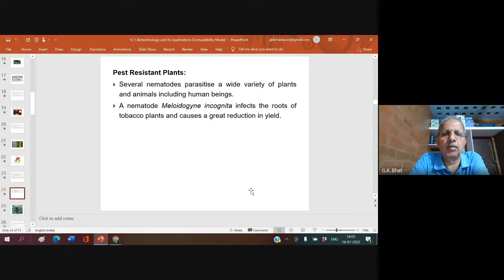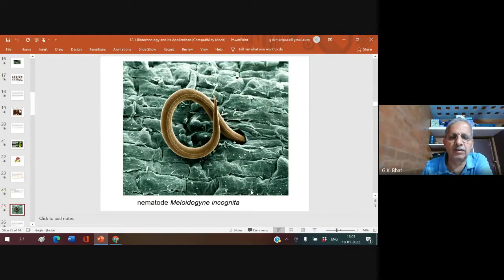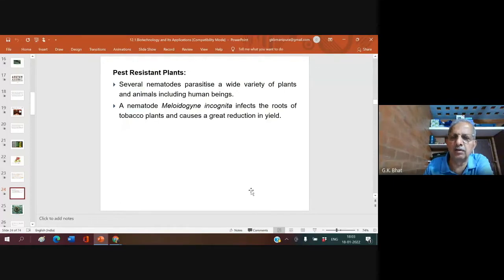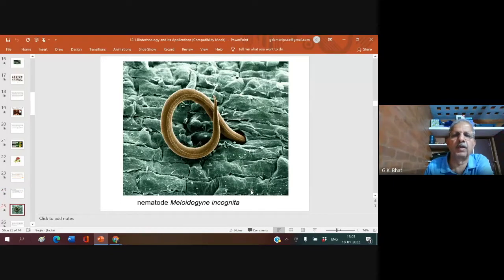The nematode Meloidogyne incognita infects the roots of tobacco plants and causes a great reduction in the yield. This is what you have. Nematode Meloidogyne incognita. They get introduced into the root and spoil the yield of this tobacco.